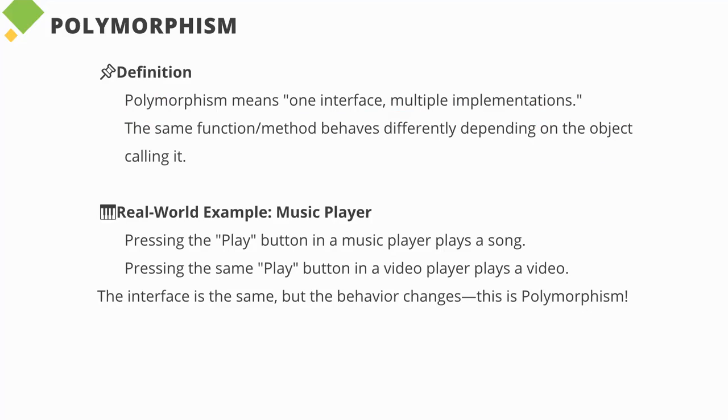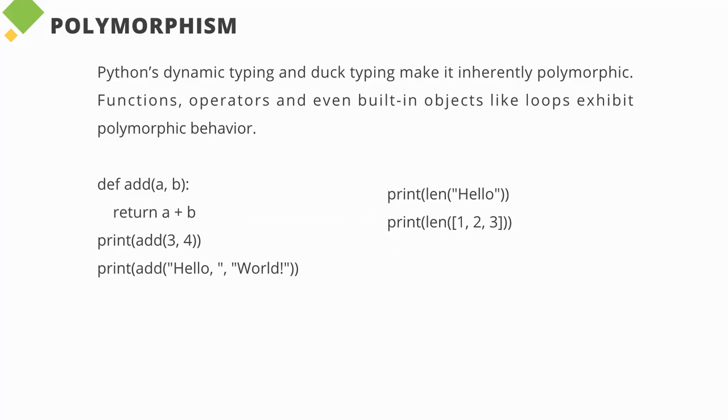If you see a real world example such as a music player, the interface, the play button and everything, would be the same, but once you press the play button, it starts the song. And in a video player, the same play button is used to play a video. By seeing it, it would be the same, but the functionality would be different. That is a simple example of polymorphism. You can also call it dynamic typing or duck typing in Python.